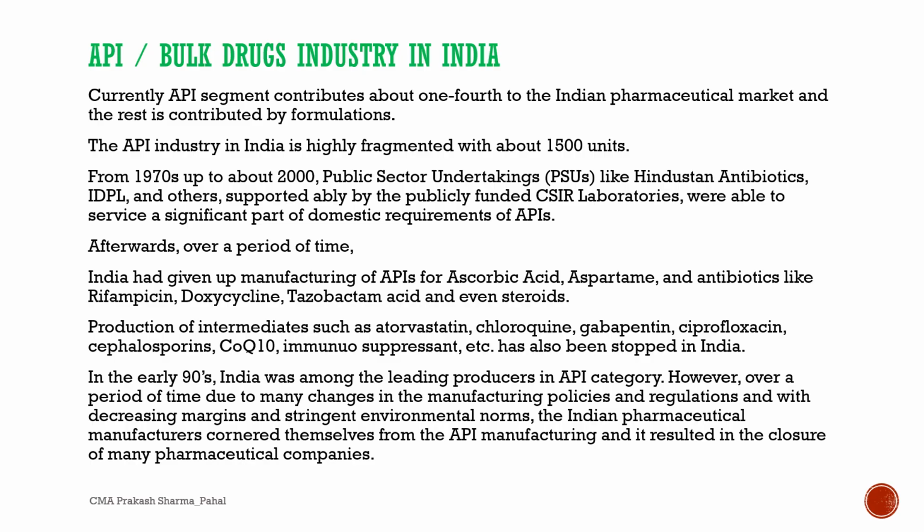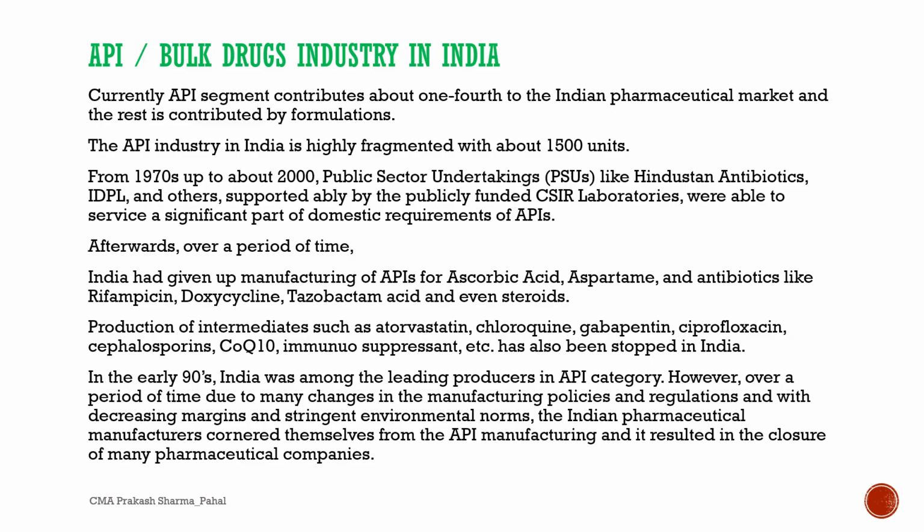Next comes the API or drug industry in India. Currently, the API segment contributes about one fourth of the Indian pharmaceutical market, and the rest is contributed by formulations. The API industry in India was highly fragmented, with about 1,500 units from the 1970s up to about 2000. Public sector undertakings like Hindustan Antibiotics, IDPL, and others, supported ably by the publicly funded CSIR laboratories, were able to service a significant part of the domestic requirement of APIs.